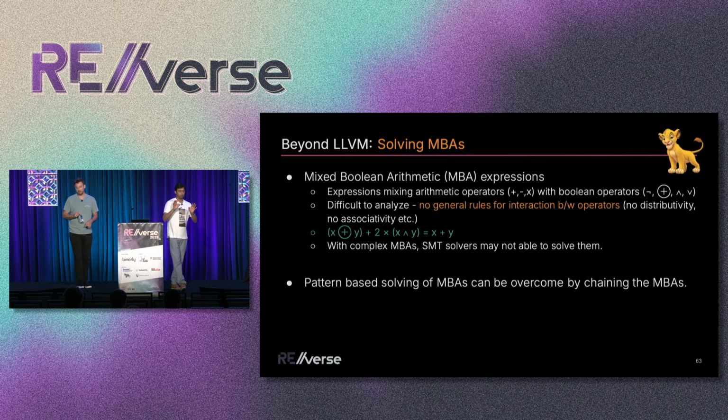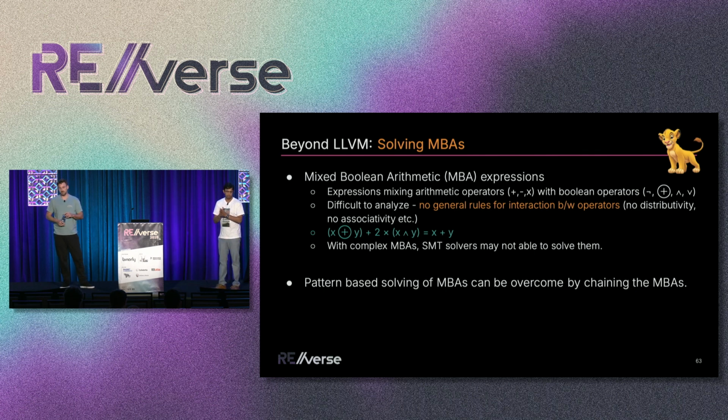OK, so just a quick review about what MBAs, or mixed Boolean arithmetic expressions, are. If you take the traditional arithmetic operations like plus, minus, multiplication, and combine them with the Boolean operators we have, XOR and OR, you get this mess. I have an example over here. It's a mess because when you try to solve them, there are no rules. If you recall those distributivity and associativity principles, they are not available here with these expressions.